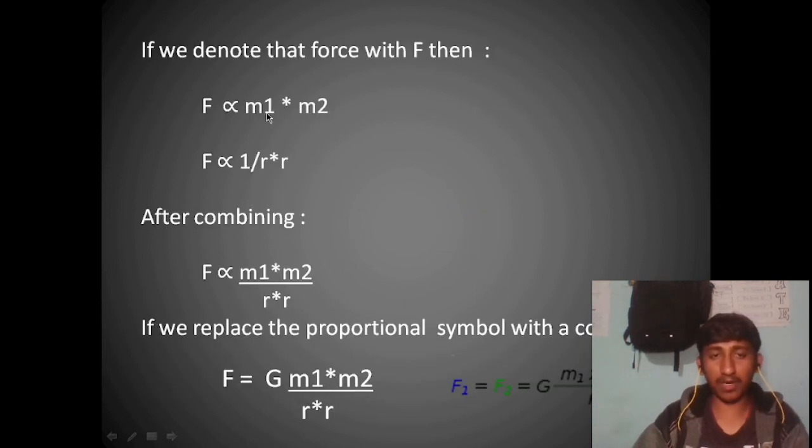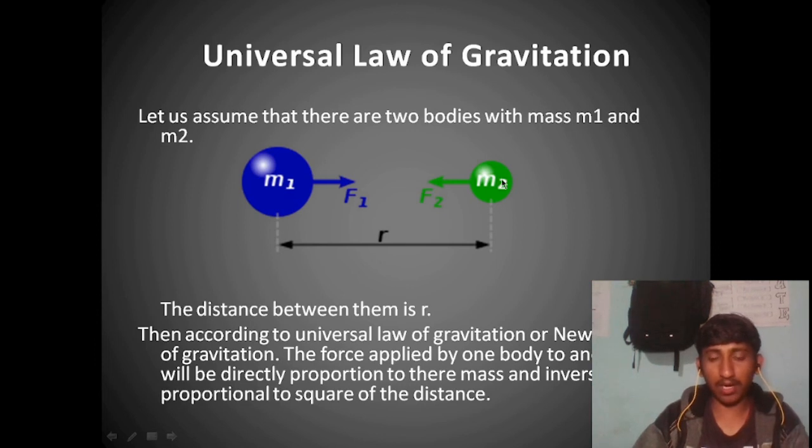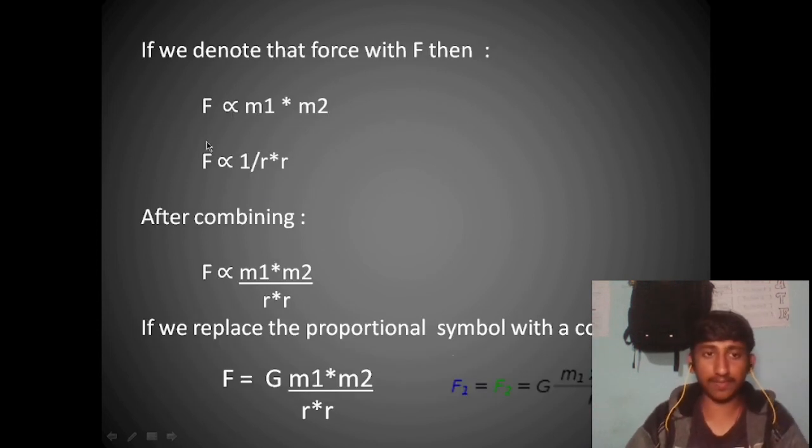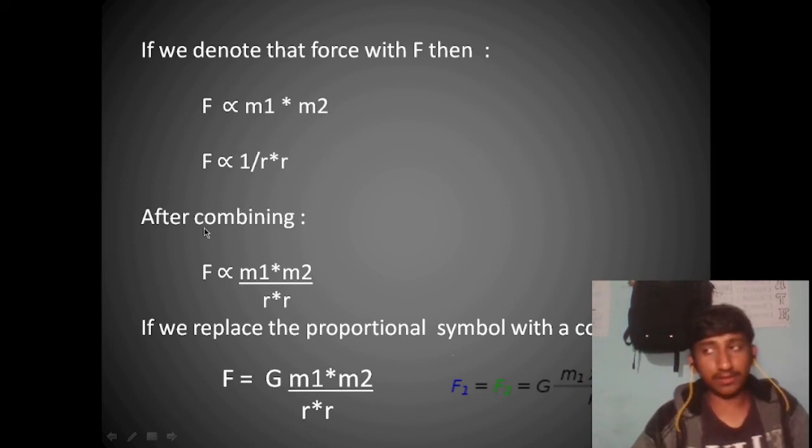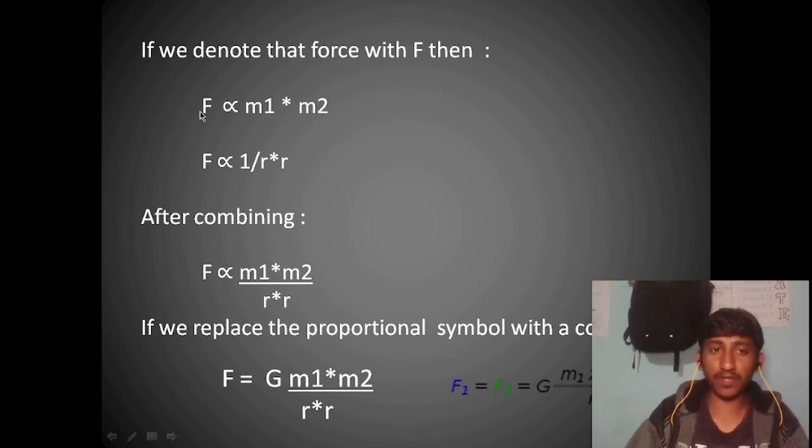If we denote the mass of the first body with m1, the mass of the second body with m2, and the distance with r, and the force with F, then we can write F is directly proportional to m1 multiplied by m2, and force is also directly proportional to 1 upon r square. Here directly proportional means as the mass increases, the force will also increase. And here inversely proportional means as the distance increases, the force will decrease. I think you got it.